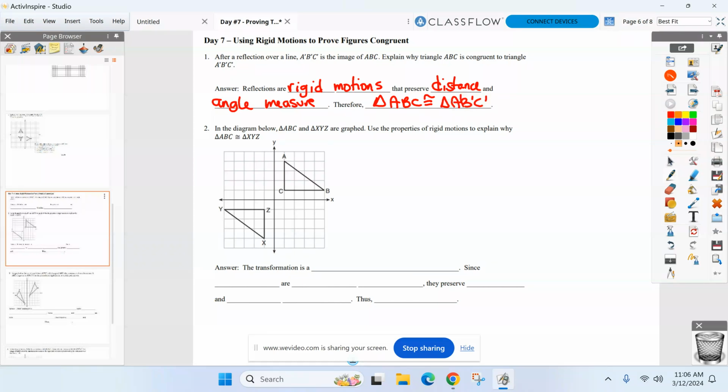I know it's been a while since we wrote that symbol. And that's basically what we're going to write. But you got to figure out what we're doing. I told you we were doing reflections here. Now we go to number 2.